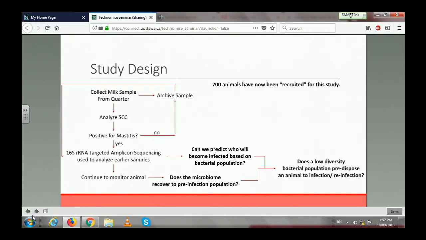And then at the end of this, when we think about these two questions together, does a low diversity microbiome predispose an animal to mastitis? Is there a specific component to that community that predisposes an animal to mastitis? And can we exploit it? But I think those questions are a couple years off.